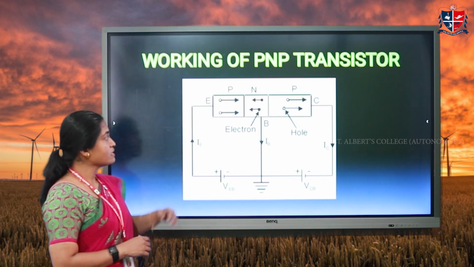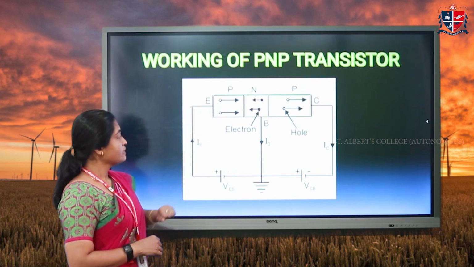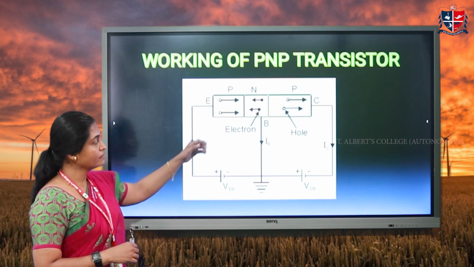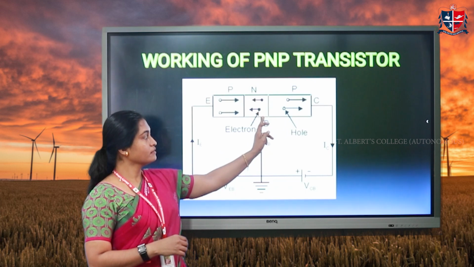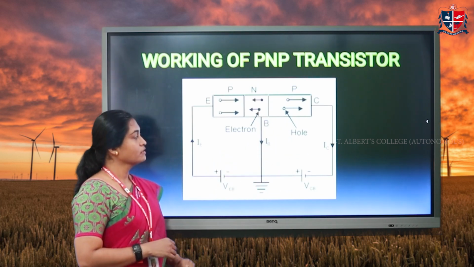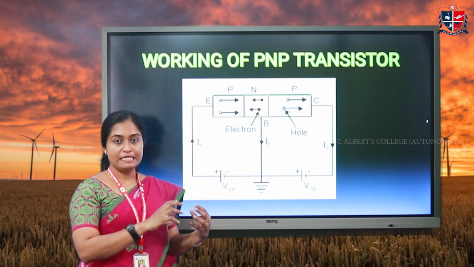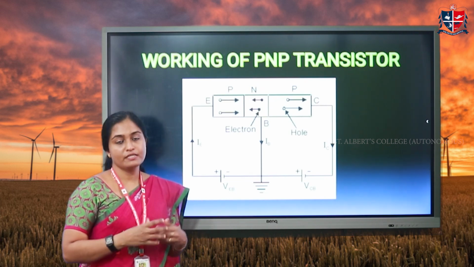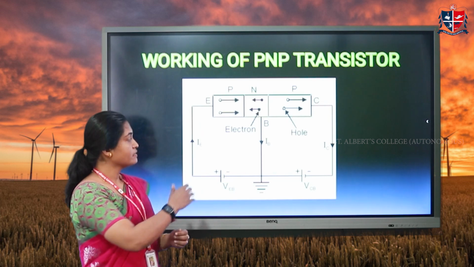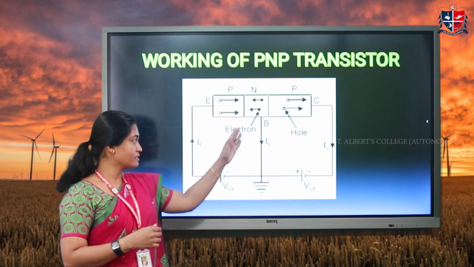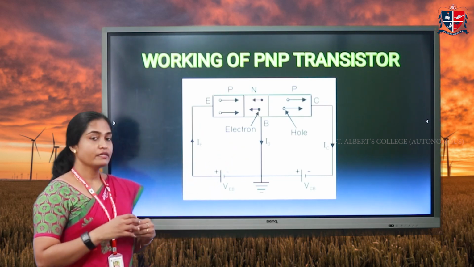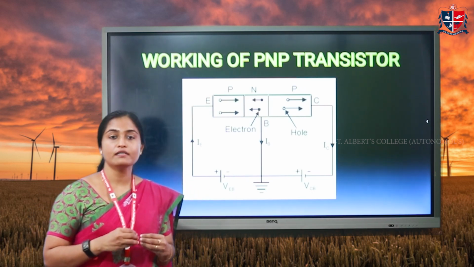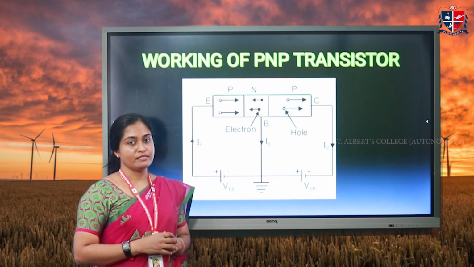As the holes are moving in this direction, the emitter current is also in that direction. Similarly, in the collector side, the holes are moving in this direction, so the collector current is pointing away from the transistor, and the base current is in this direction. So what we can understand from this is that the emitter current is the sum of the base current and collector current.